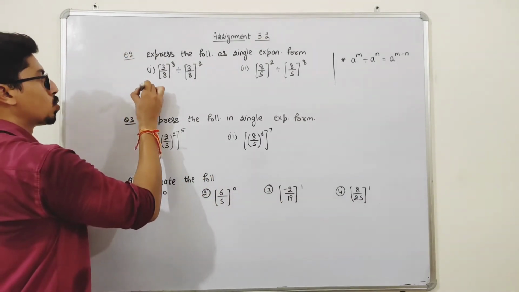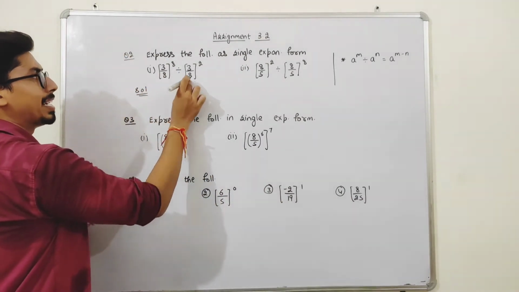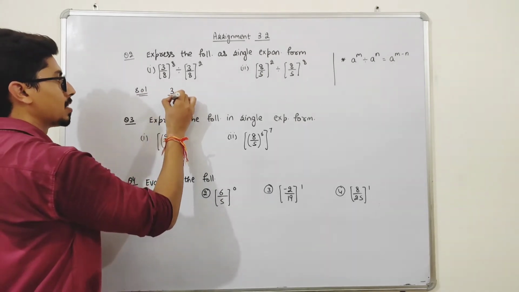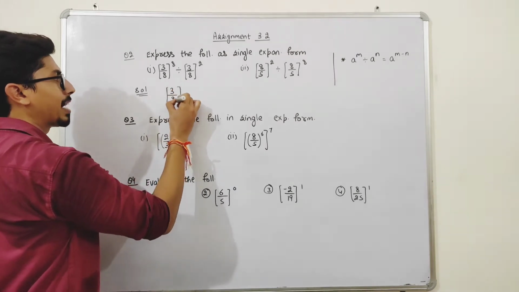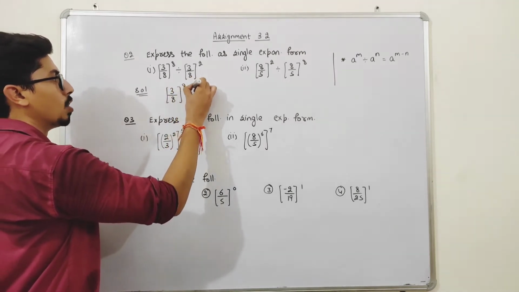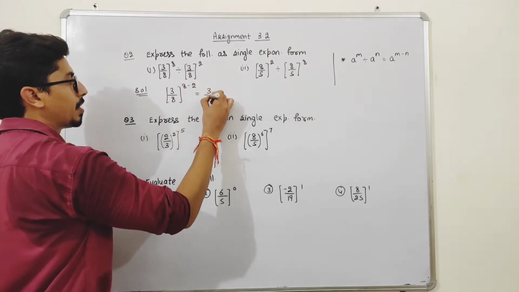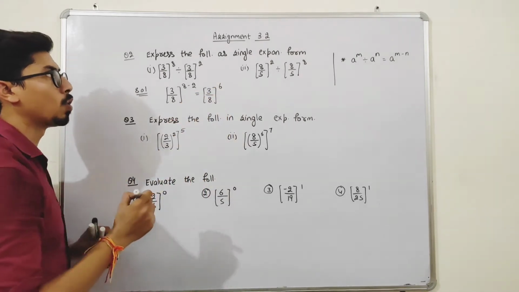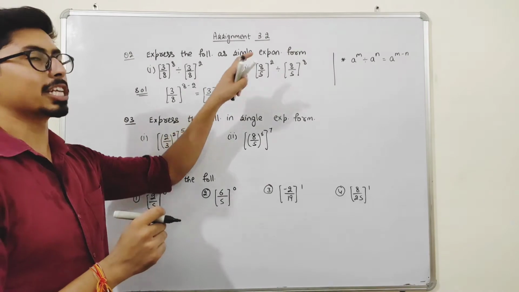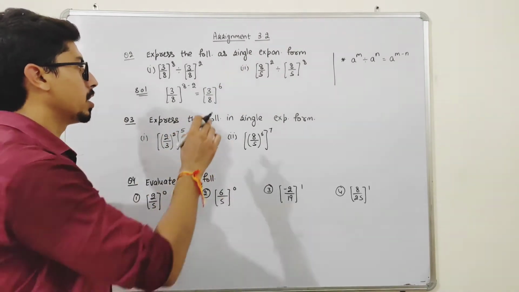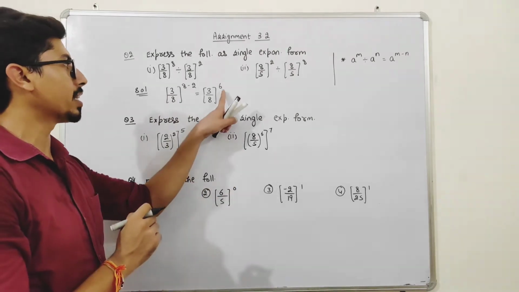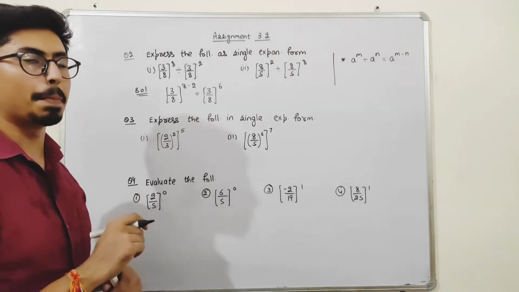So by using this, students, see, 3 by 8, 3 by 8. Both the bases are same, so just write base as it is and just subtract the powers. So 8 minus 2. So it will be 3 by 8 raised to the power 6. And this is our required answer, because I have to give the answer in single exponent. That means I have to just solve it till here, that is in single power.